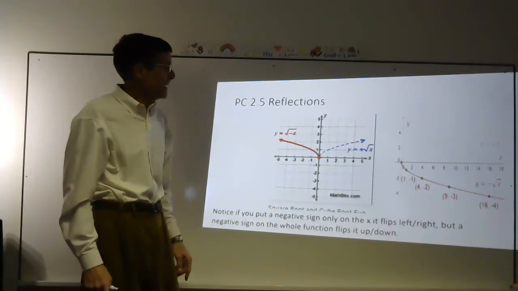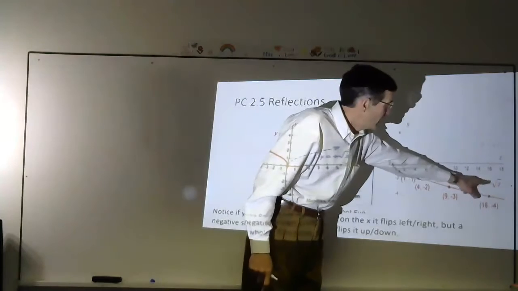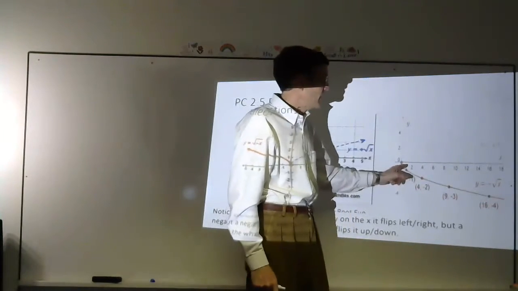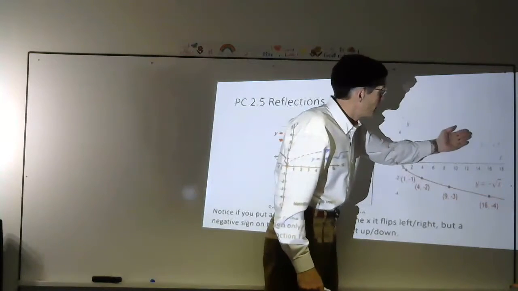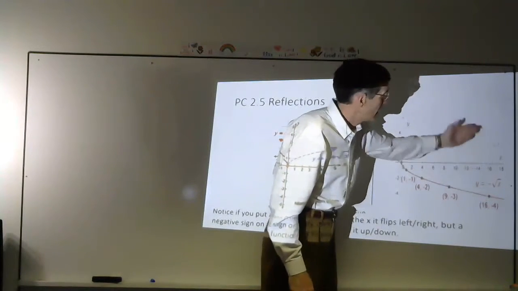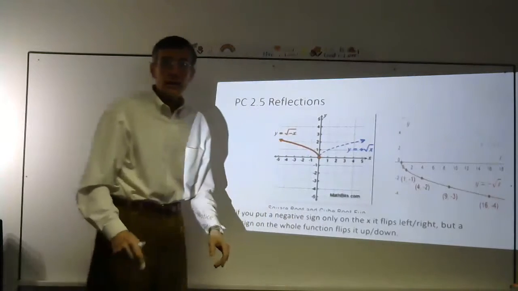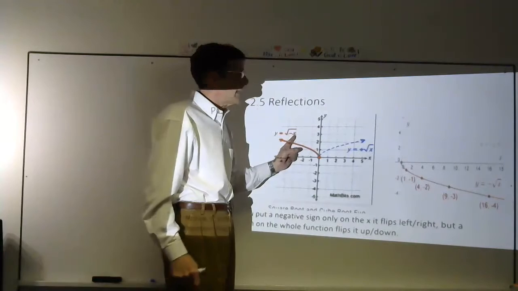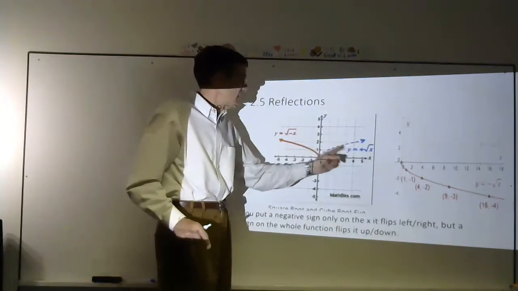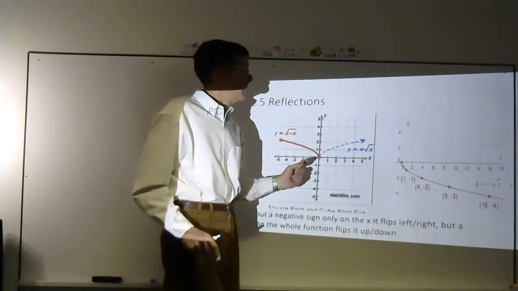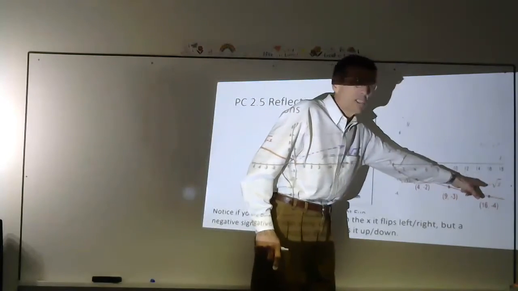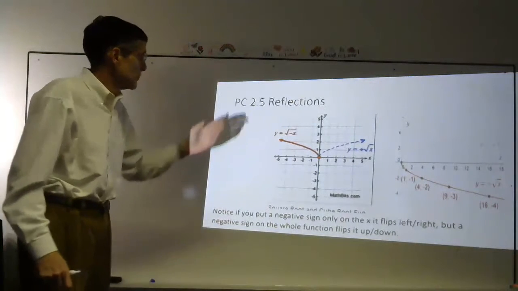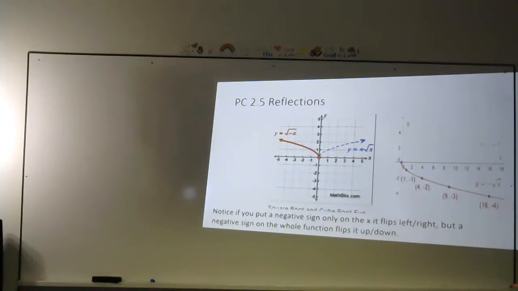Okay? If you put the negative sign in front of the square root, here's your square root function. If you put it in front, all of these values become negative and they go down here. So let's summarize that. If you put a negative sign in with just the x, it flips it left and right. But if you put it in front of the function, it flips it up and down. Okay? Those are reflections.